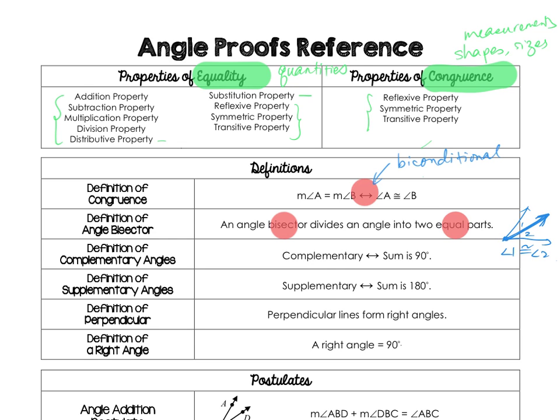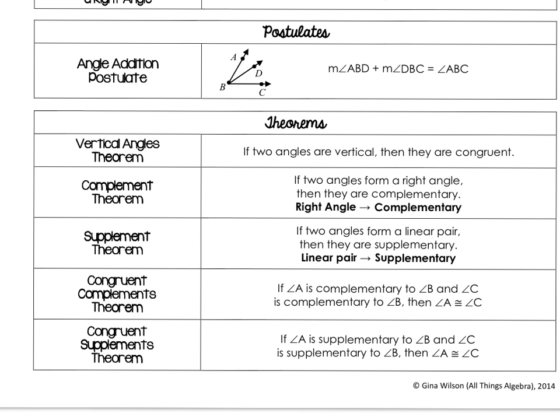If two angles are complementary to each other, then their sum is 90 degrees. And definition of supplementary angle is if two angles are supplementary, they add up to 180 degrees. And definition of perpendicular simply says that perpendicular lines like this form a right angle right here. So again, that's definition of perpendicular. And definition of right angle is if I have a right angle, that angle must be 90 degrees. So these are definitions. And below we have some postulates.